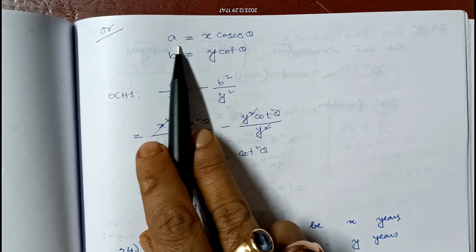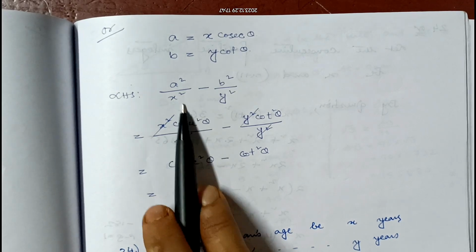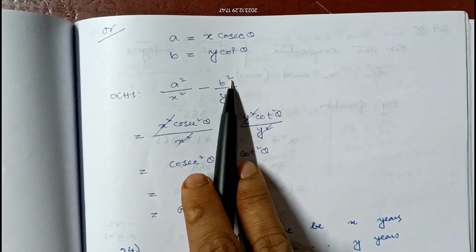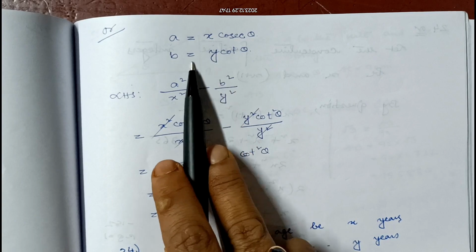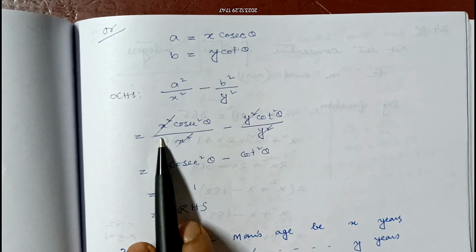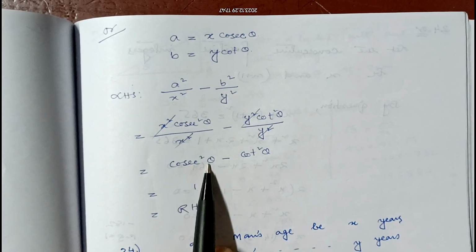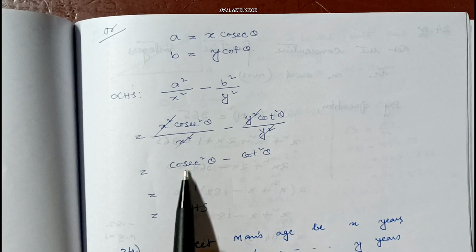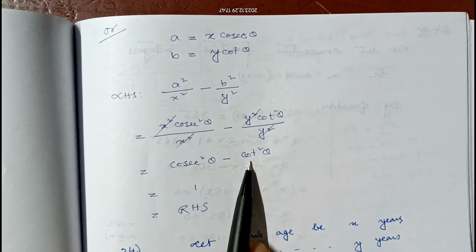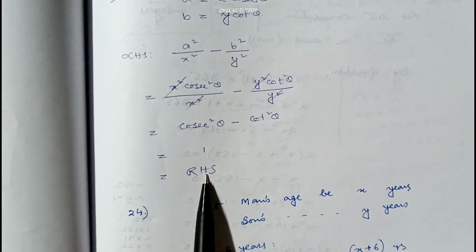A square, a is x cosec theta, so it will be x square cosec square theta by x square, minus b square, b is y cot theta, so b square will be y square cot square theta by y square. This x square can be cancelled, this y square can be cancelled, so it will be cosec square theta minus cot square theta, and we know cosec square theta minus cot square theta is 1, so we got 1, which is the required right hand side.